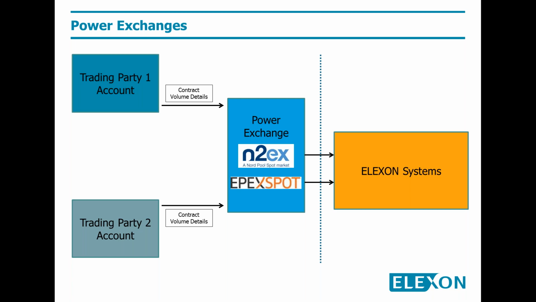Once a trade's been made, the information for that will be taken by the power exchange and then passed through to ELEXON systems once again. As before, that detail will be encrypted and then decrypted when it gets through to our systems. The main difference here between this and the bilateral contract we spoke of earlier is that in some cases, the trading parties do not know who each other is. They will simply be trading with someone else via an exchange.